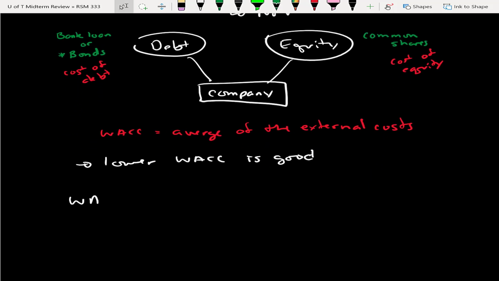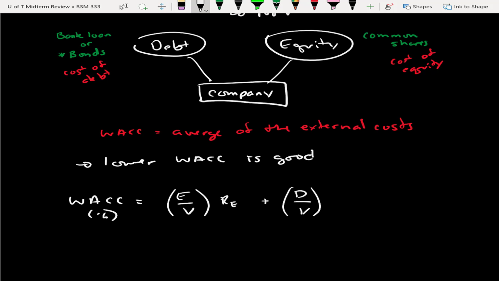The formula to calculate the weighted average cost of capital, which is going to be a percentage, is equal to the percentage that you have in equity as a company times the cost of equity, plus the percentage that you have in debt times the cost of debt times 1 minus the tax rate. And I do 1 minus the tax rate because interest is deductible. You can deduct interest for tax purposes.